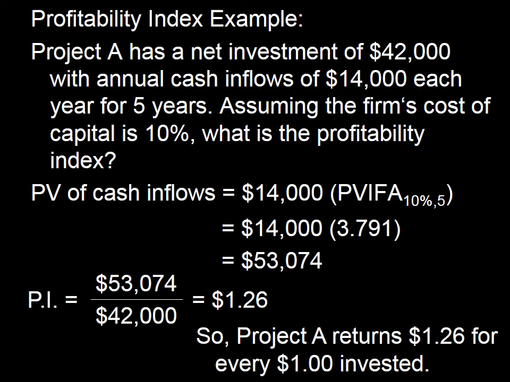So the profitability index is the present value of my cash inflows or my benefits of $53,074 divided by my net investment of $42,000, and I get an answer of 1.26. So the way we would interpret that is that for every dollar you invest in the project, you'll be getting back $1.26. So since the profitability index is greater than 1, that is a project that will add value to the firm. It would be acceptable.